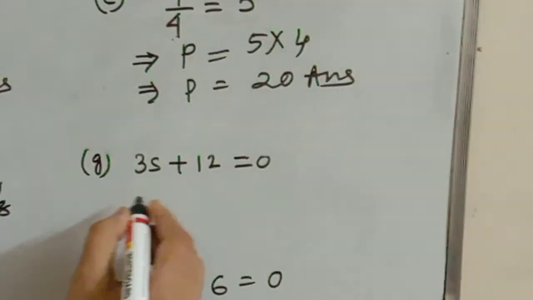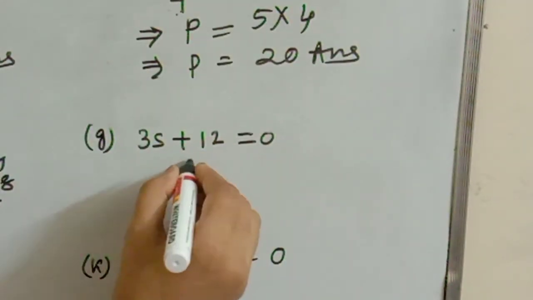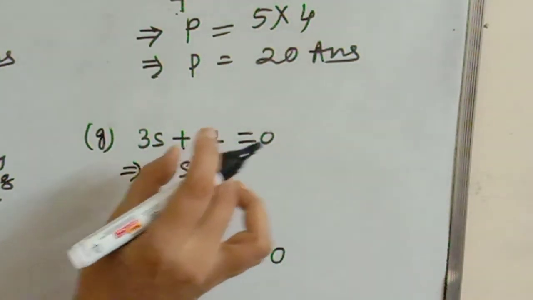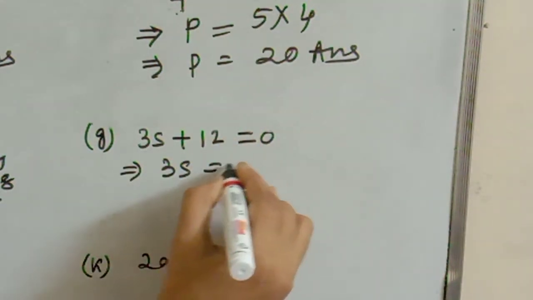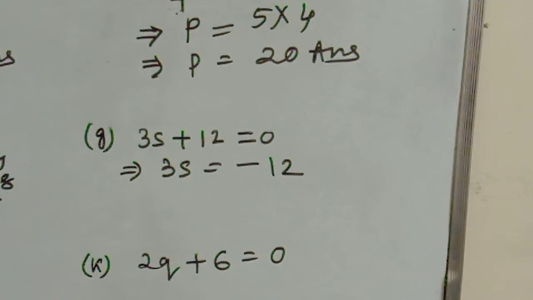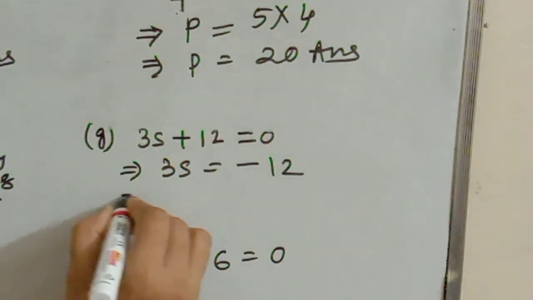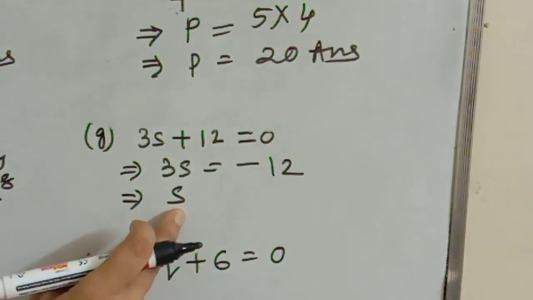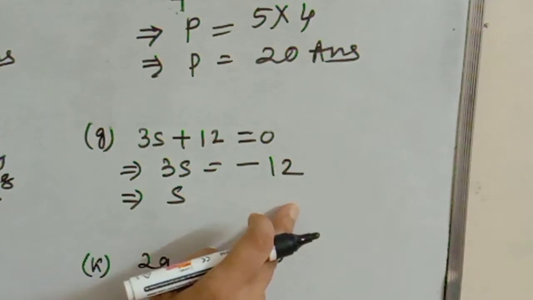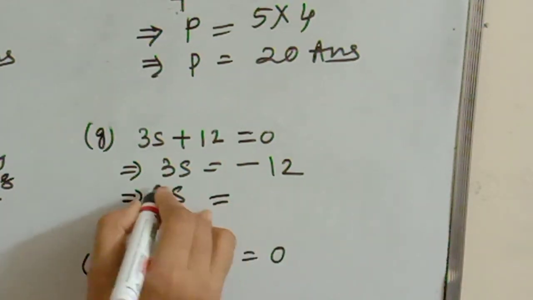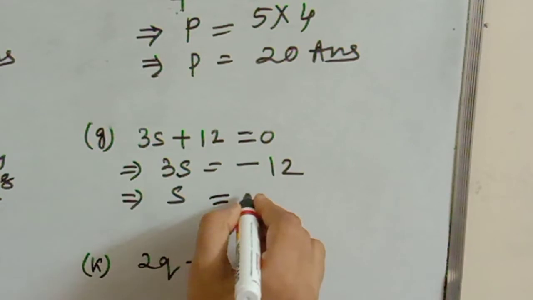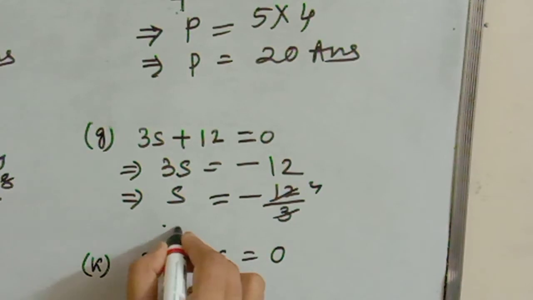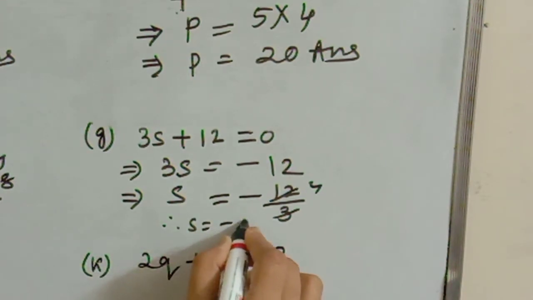Next question is G. 3s plus 12 is equal to 0. Therefore, you can write 3s is equal to 0 minus 12, you are taking 12 to the right side, so actually it is minus 12. To find the value of s, the variable is s. To separate the variable, 3 will be divided here because it is multiplied with the variable. So minus 12 by 3 is 4. Therefore, s is equal to minus 4.